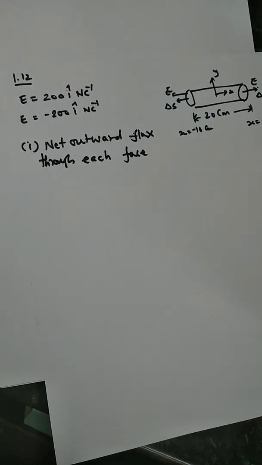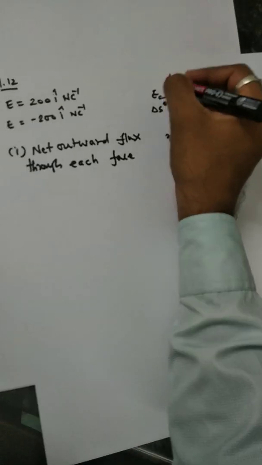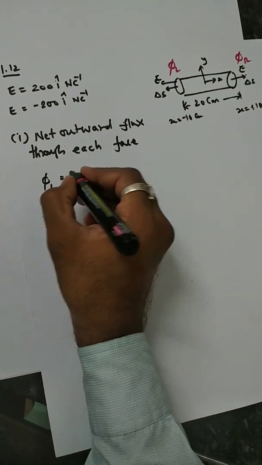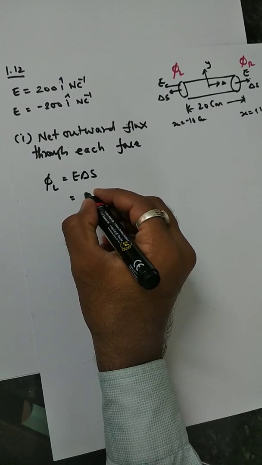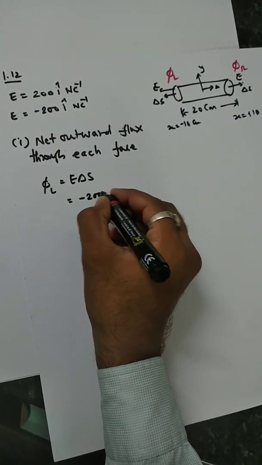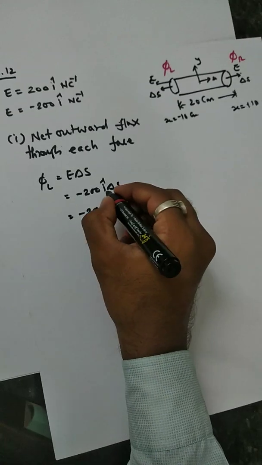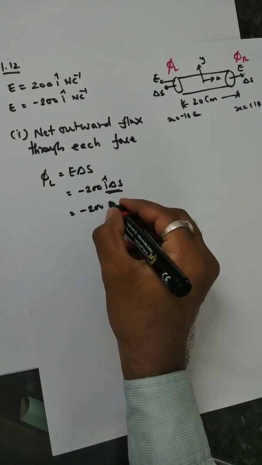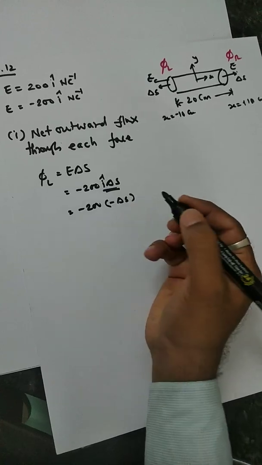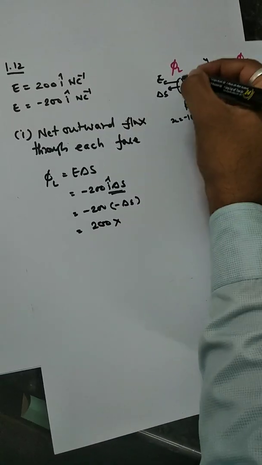So if I consider this as the flux on the left hand side, and this as the flux on the right hand side, the flux on the left hand side as per the equation will be E delta S. On the left side the value of the electric field is minus 200 i, so that will be minus 200 i delta S. Here i delta S shows the positive x direction, but here it is in the negative x direction. So i delta S is equal to minus delta S, and minus minus will be plus. So 200, and delta S is the area of this circular section.